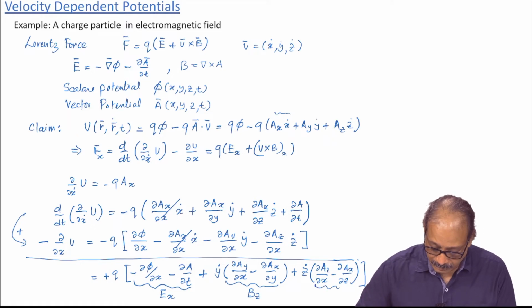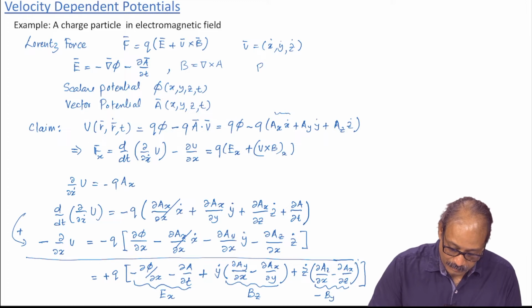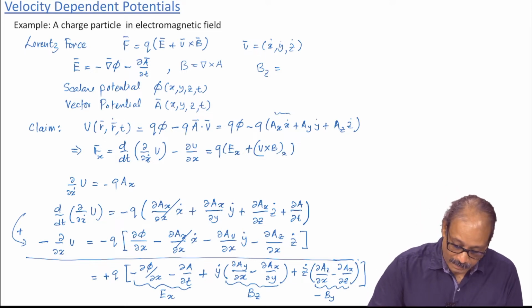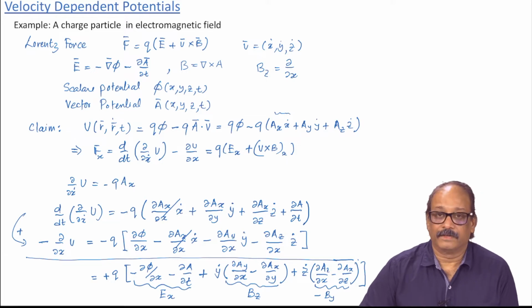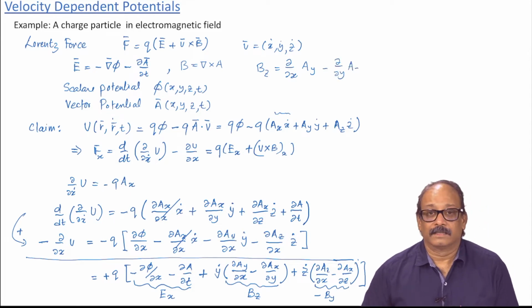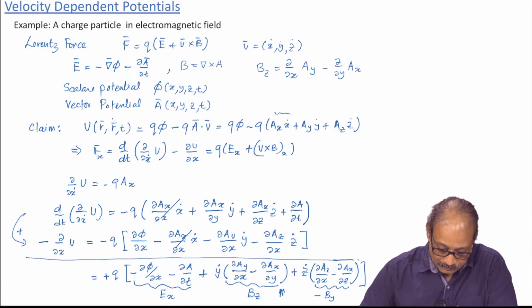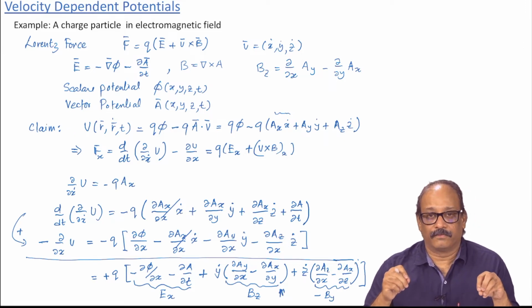This one here is nothing but minus of By. Can you see that? You can get this from here. Bz will be equal to, when you take curl of B, that would be derivative of By with respect to x minus derivative with respect to y of Bx. Well, that's exactly the term that you have here. Okay. And then finally, what you are left with is the exact form of the Lorentz force.